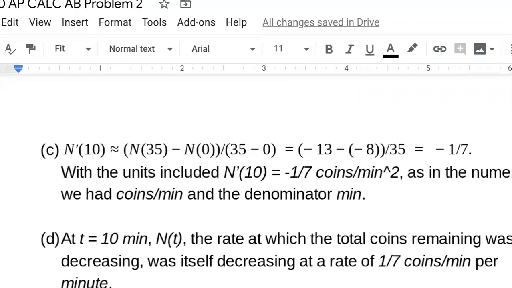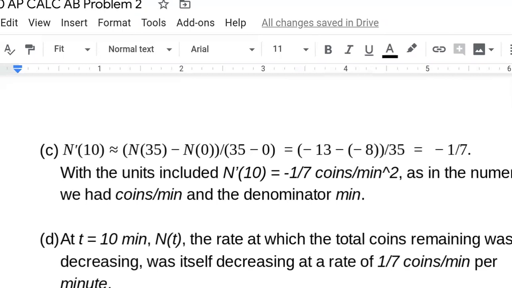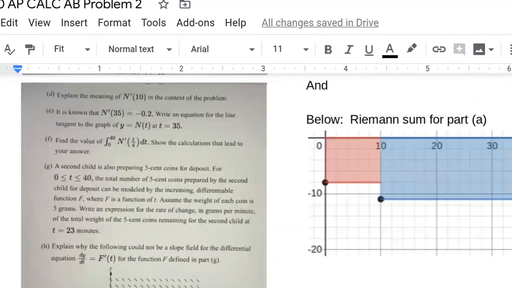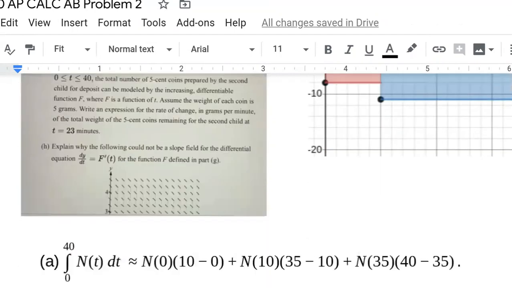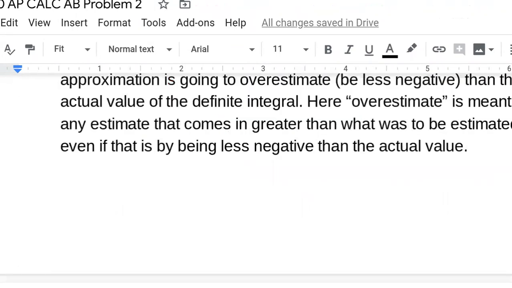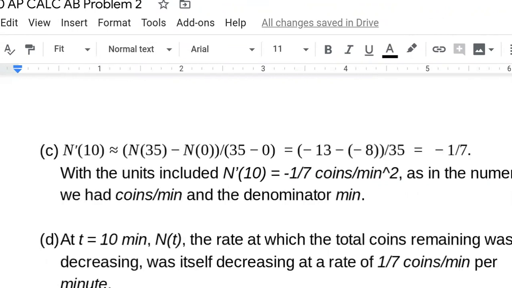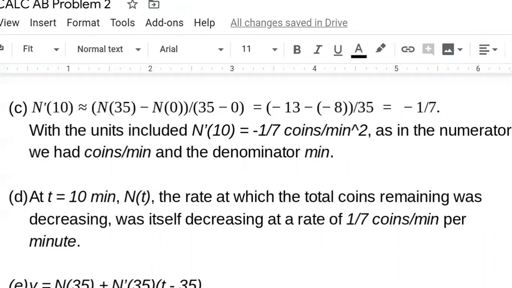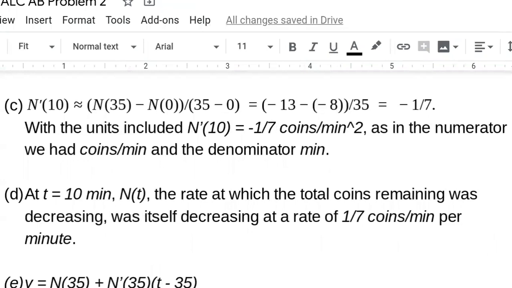D was getting into more of the interpretation of this, I believe, so I'll double check. Yeah, explain the meaning of n prime of 10 in the context of the problem. So remember, n was by itself, before taking the derivative of it, we were talking about a rate already. And taking the derivative of that, we're talking about the rate of the rate, you could say. So interpreting n prime at 10, we'd say at t equals 10, n of t, which is the rate at which the total coins remaining was decreasing already by itself, was itself decreasing at a rate of 1/7 coins per minute per minute.